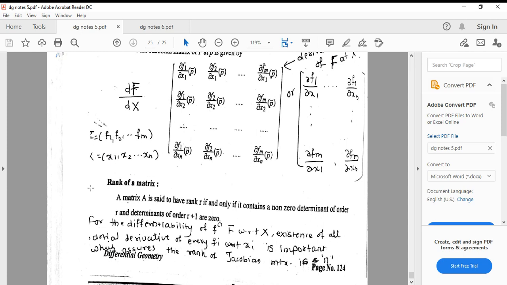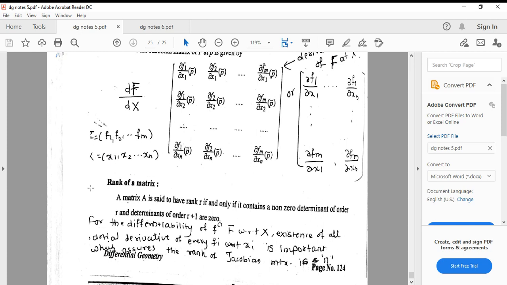Here also you can see a matrix is said to be of rank R if and only if it contains a non-zero determinant of order R, and every determinant of order R plus 1 is 0. You can verify this for a 3 cross 3 matrix with all entries 1. Every determinant of order 3 cross 3 will be 0, every determinant of order 2 cross 2 will be 0, and every determinant of order 1 cross 1 is not 0. Hence the matrix has rank 1.